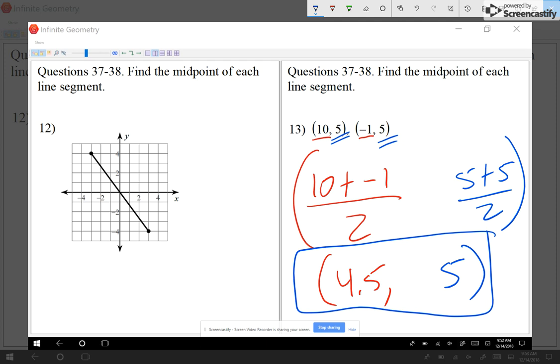midpoint. So for the X value, I added the X's and divided by 2. For the y value, I added the y's and divided by 2. Make sure whenever you type your answer, there's a space after the comma.